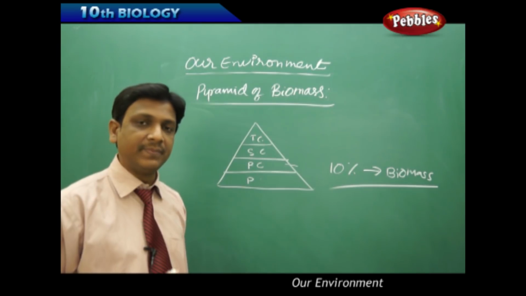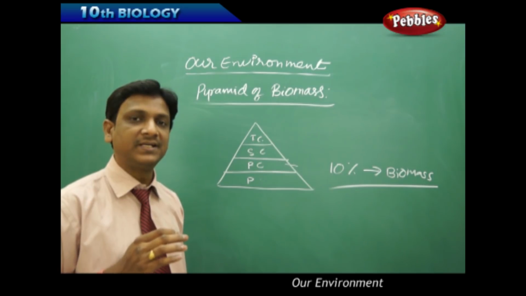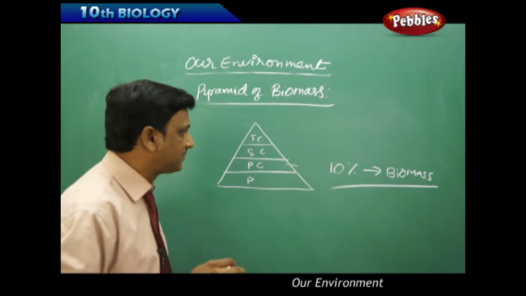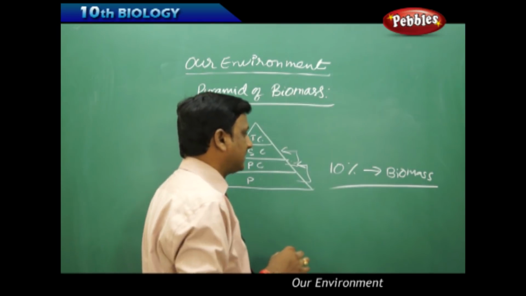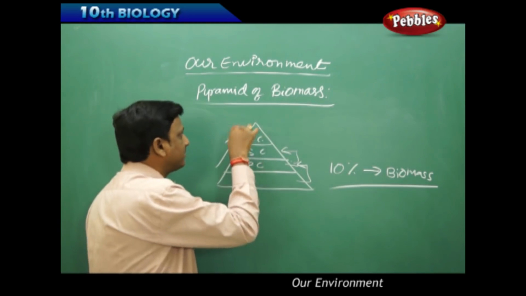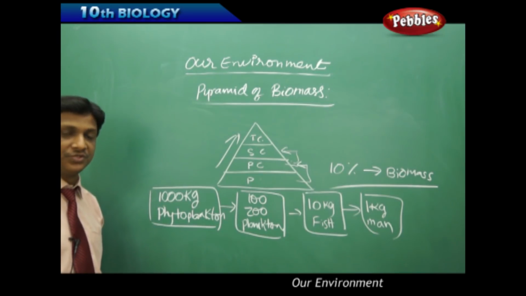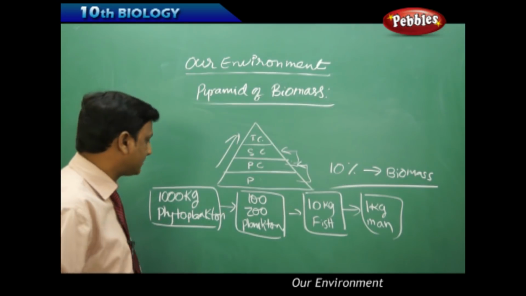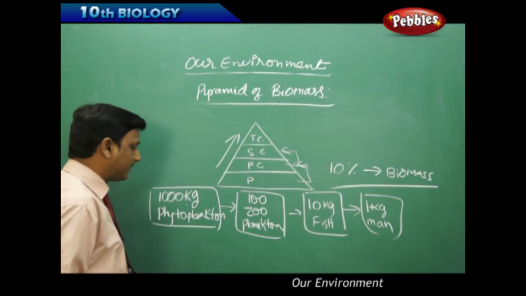The rest is dissipated in the form of heat, wasted during respiration, and undigested waste remnants are excreted out. So in this way only 10% of the biomass is going to the next level, and from there 10% is going to the next level. In such a way the biomass decreases as we go up in this pyramid of biomass. So here we have an example to study the detailed transfer of biomass at each level in a food chain.